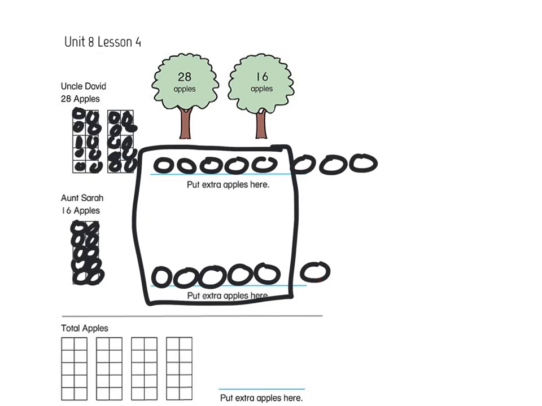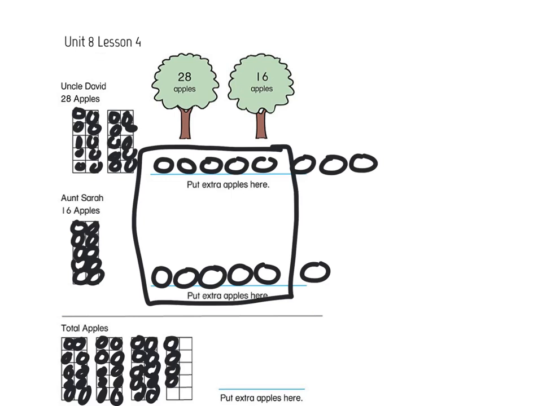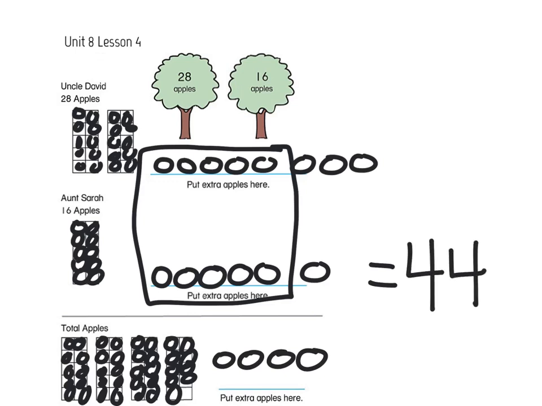So I'm going to fill in my 10 grids at the bottom to show my total. 1, 2, 3, 4, 5, 6, 7, 8, 9, 10, up to 20, 21, 22, up to 40. And that bottom one, my recorder is covering that up. So just pretend like I have a circle down there. 40, and then 41, 42, 43, 44. They picked 44 apples all together.